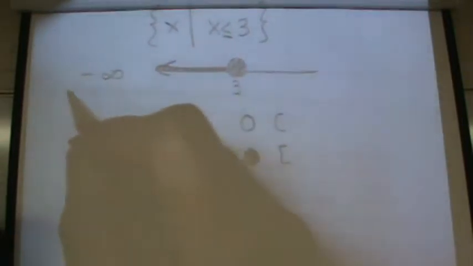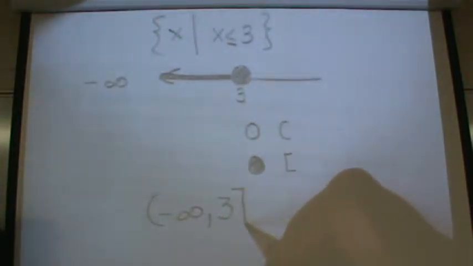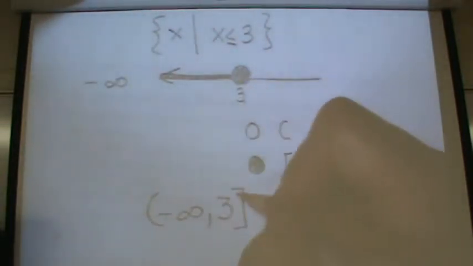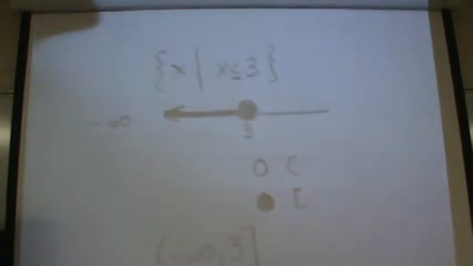You read a graph left to right. Negative infinity, comma, 3. Now, if it's including that critical value, use a bracket. If it's not including it, it would be a parenthesis. Remember this stuff? Okay, so that's one thing that you guys have to understand.